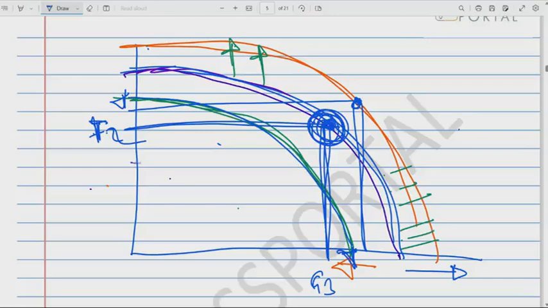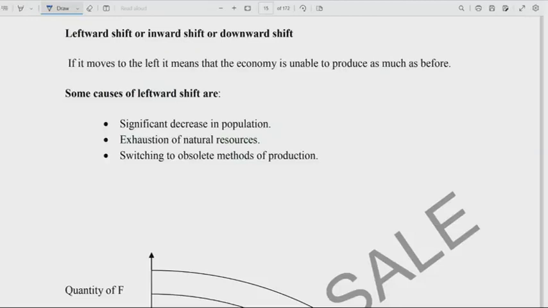That means we'll have to what? To reduce our production, right? So it's not a good thing. What could cause this, right? A significant decrease in the population. Like there was a world war or there was something, right? A lot of people have died. It means that labor will also be low, right? Because of that reason, we can no longer produce as much as we did.